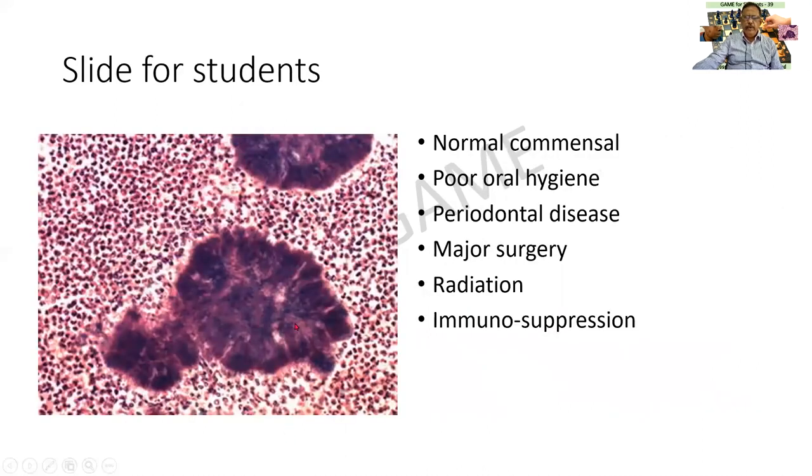And this will definitely be the slide for you students. There is a hematoxylin-stained, bluish entangled mass of filaments, and towards the periphery of it I am able to find a pink line. Still more in the periphery are the inflammatory cells, mainly neutrophils in this particular case. It is a normal commensal found in the oral cavity, but because of poor oral hygiene, periodontal disease, major surgeries, radiation, and immunosuppression, a patient can manifest actinomycosis.